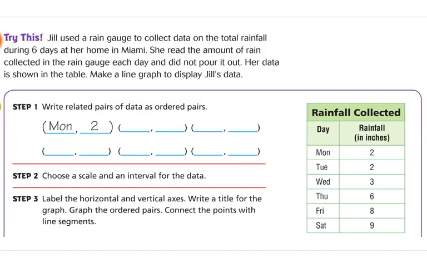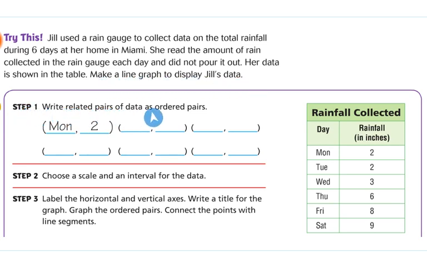Now it says, try this. Jill used a rain gauge to collect data on total rainfall during 6 days at her home in Miami. She read the amount collected in the rain gauge each day and did not pour it out. Her data is shown in the table. Make a line graph to display Jill's data.